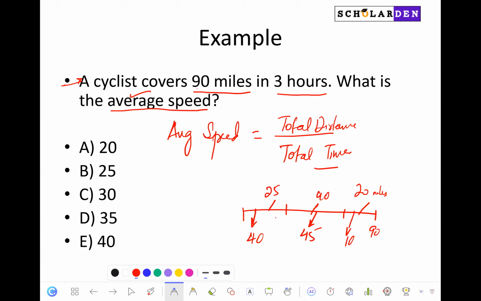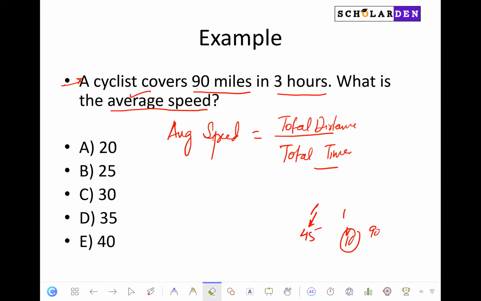What we're seeing over here is that the speed they maintained in the first hour is 40 miles. In the second hour, they have done again 40 miles, and in the last hour, they have done 10 miles. So their speed varies, and that is why it's important to see what is being asked. What is being asked of us over here is the average speed, and this is what makes the difference. The average speed is defined as your total distance over the total time.